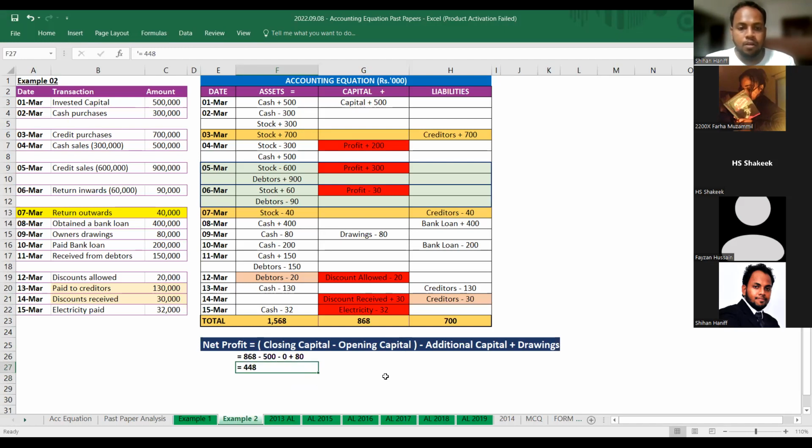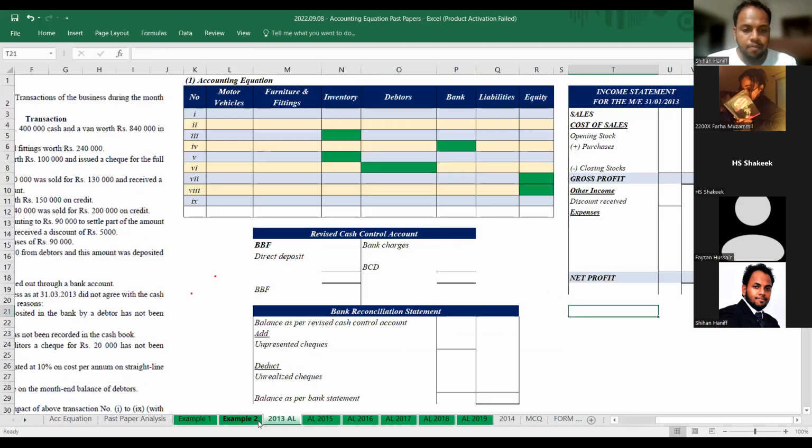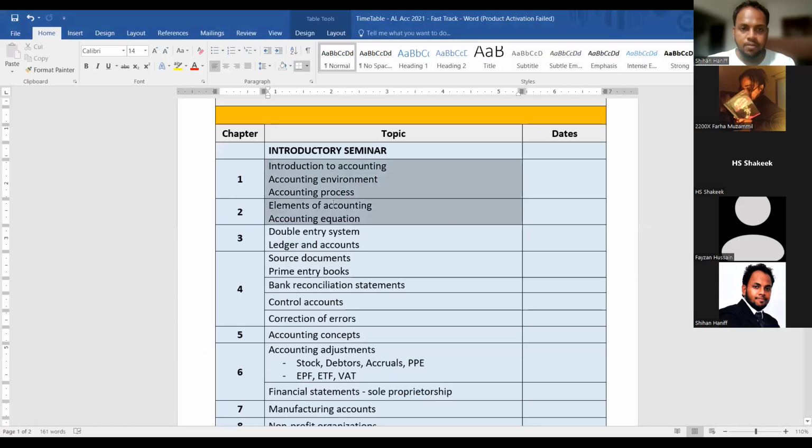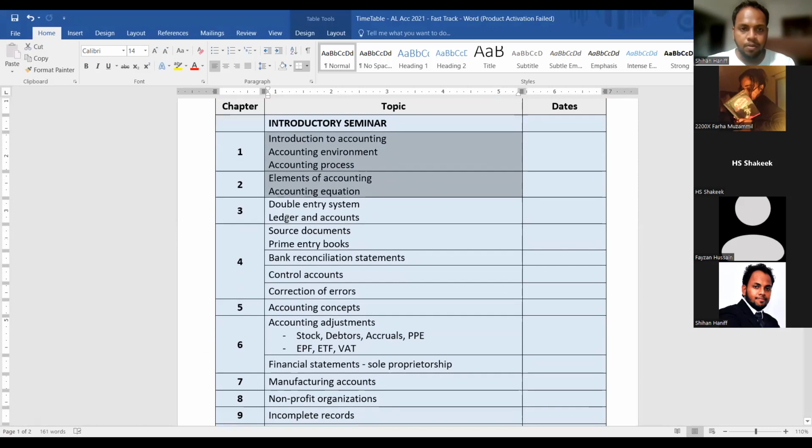Okay. So next, I thought of doing the past papers, but before that, it's better for us to understand the accounting process. So today I will discuss the accounting process, the prime entry books, all the basic stuff. Right, let me show. Already we discussed these two. Now I'll discuss the double entry ledger accounts and the prime entry books, this part.